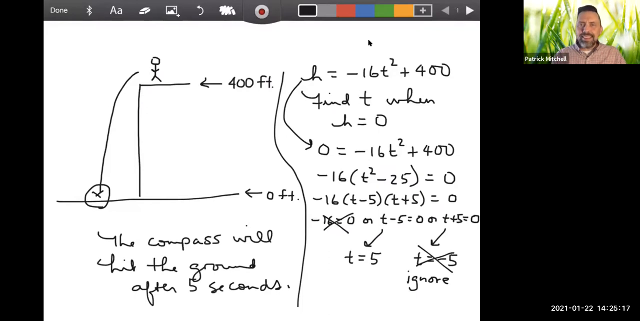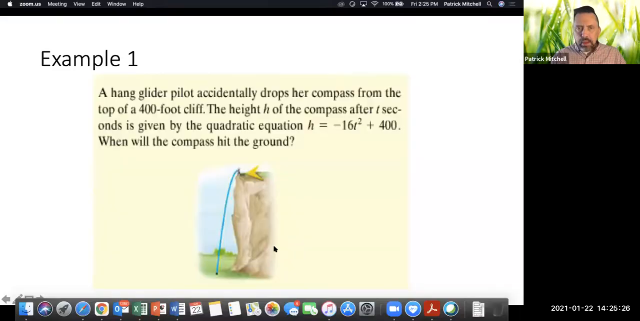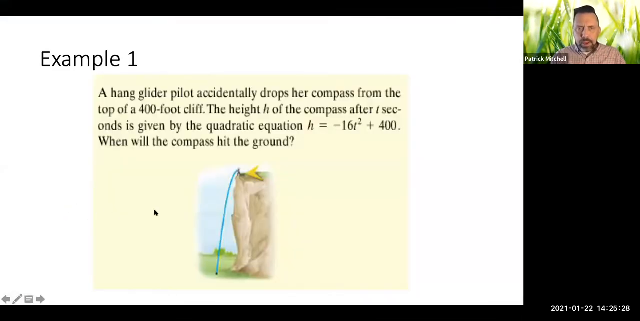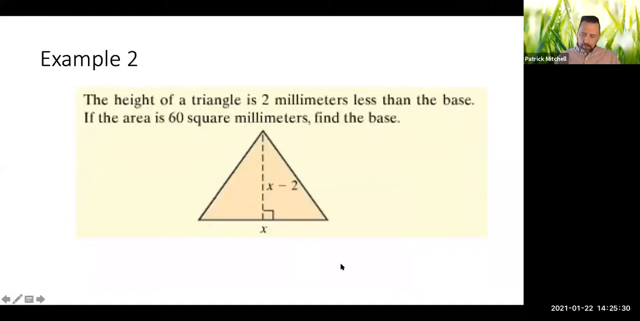All right. So let's go back to, hold on, hit the wrong button. There we go. Okay. Second example. The height of a triangle is 2 millimeters less than the base. If the area of the triangle is 60 square millimeters, find the base. In other words, find the length of the base.